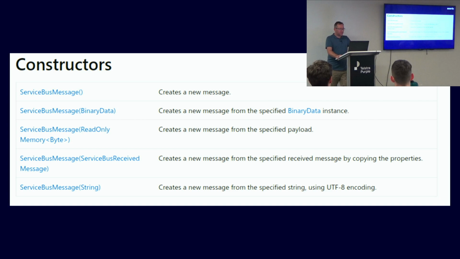What can a message have? Well, a message is really binary data. You can feed in a byte, you can feed in a string. Most people in .NET space will be putting in JSON. So you've got a JSON object, you serialize it, throw it into a message, send it, and away to go.